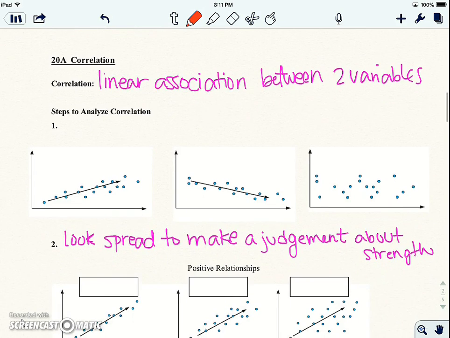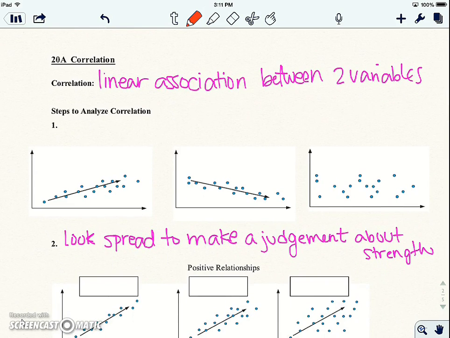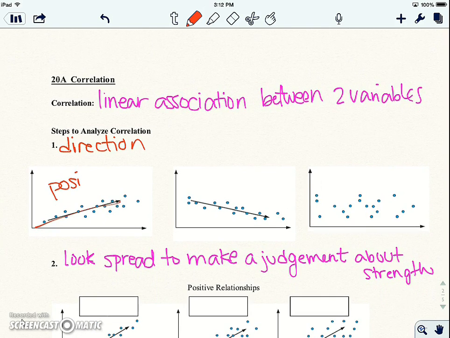So we're going to start with section 20A from our book and talk about correlation. Correlation means that there's a linear association between two variables. Never use the word correlation unless you're talking about something with a line. And then there are some steps to correlation. The first step is to look and see the direction, and really it's more about the slope. This is heading up, so it's positive. This is heading down, so it's negative. And this seems to have none, no slope or no association.